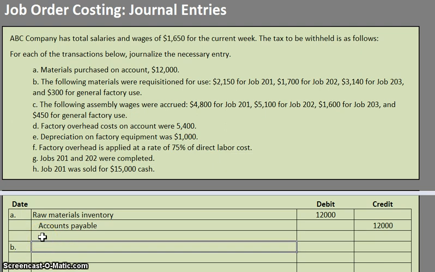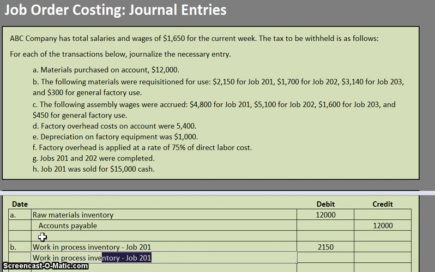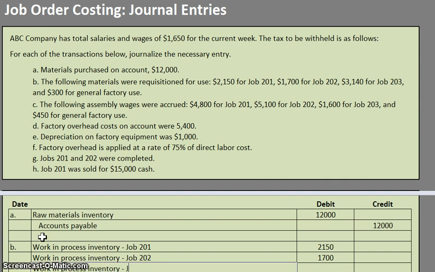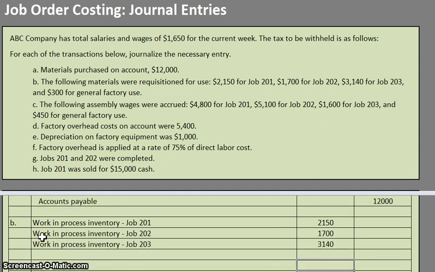So B, we're going to start with doing our work in process inventory dash job 201 for 2,150. Our work in process inventory for job 202 is going to be for 1,700, and then our work in process inventory for job 203 for 3,140. Now remember, this is what I was saying your professor might not want you to do.